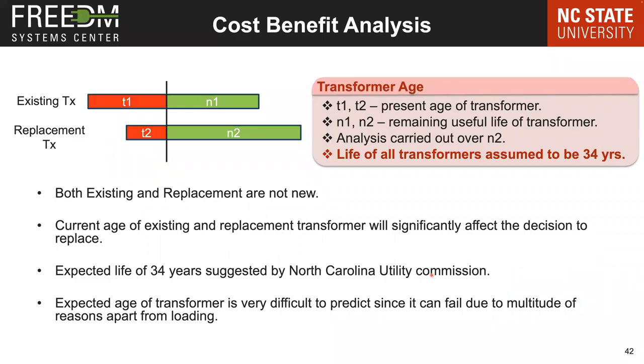Now, the reason why we make this assumption and not actually try to understand the actual age based on loading factors and other things that I pointed out earlier is because it's very difficult to predict the useful life of a transformer. You can only predict equivalent aging, accelerated aging, which are just relative parameters, but not an absolute age, because as I pointed out, the transformer can fail due to a multitude of reasons.